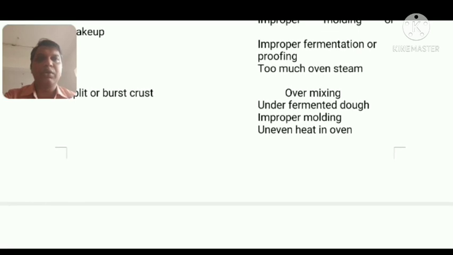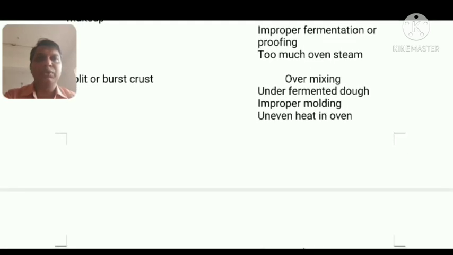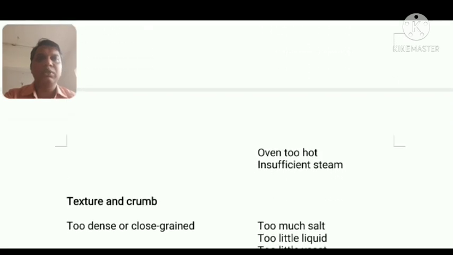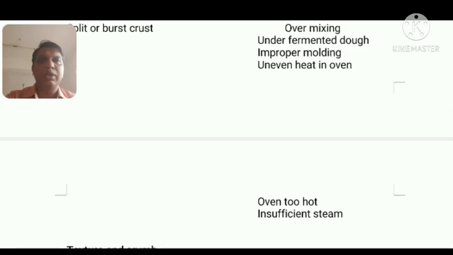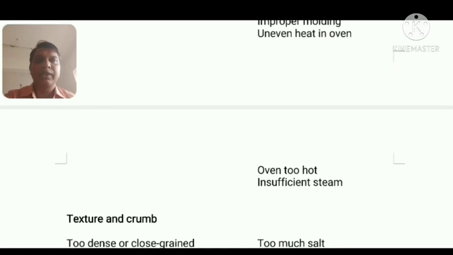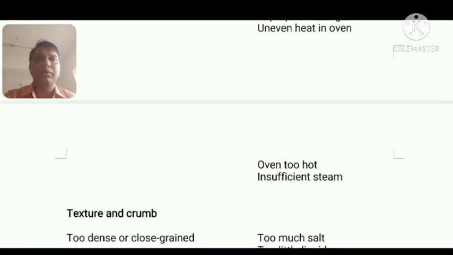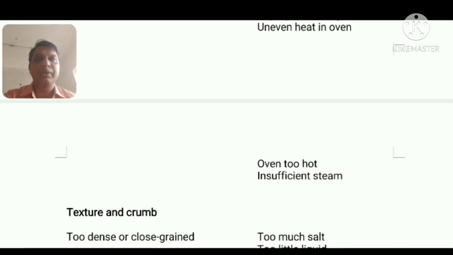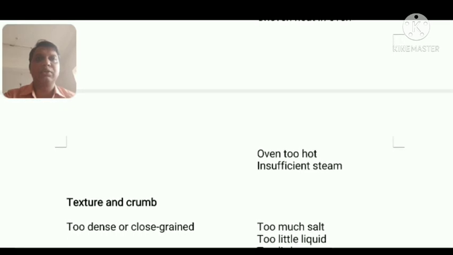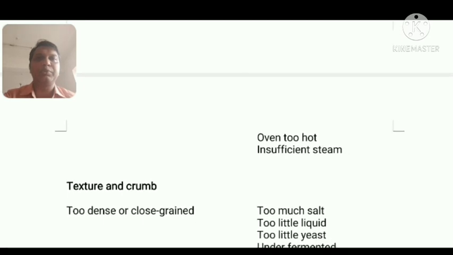Split or burst of crust: over mixing or a over-fermented dough will lead to a burst crust. So we need to understand that the dough must be mixed and fermented properly. Then oven too hot and insufficient steam: if the bread is cooked in a very hot oven and the moisture content is very low, then due to improper moisture content, it develops a crack.